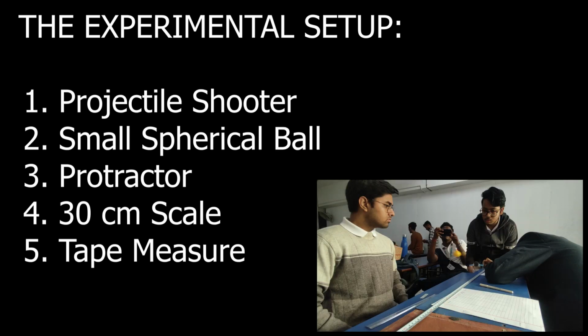Our experimental setup consists of a projectile shooter which is made out of recycled materials, a small spherical ball which acts as our projectile, a protractor which is used to measure the angle of projection, a 30 cm scale and a tape measure to take the necessary range and height measurements.